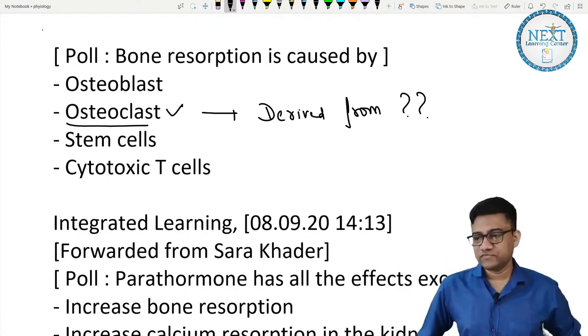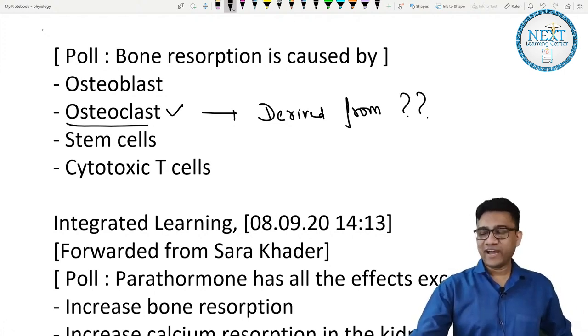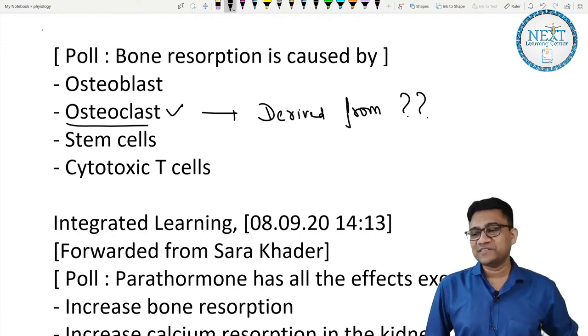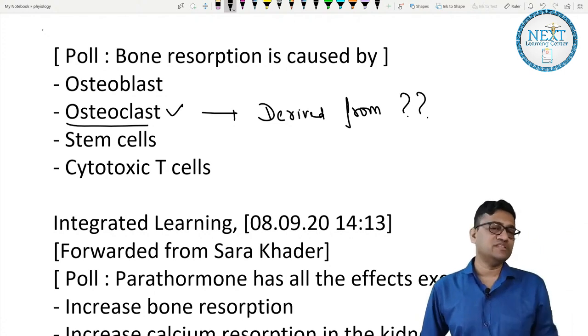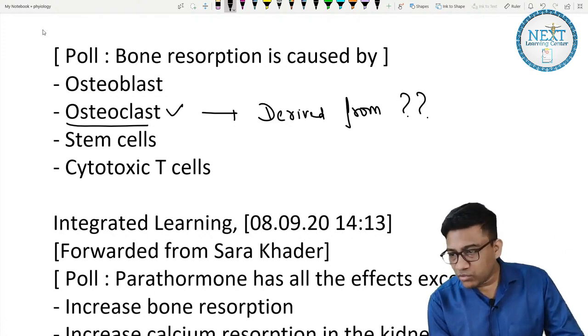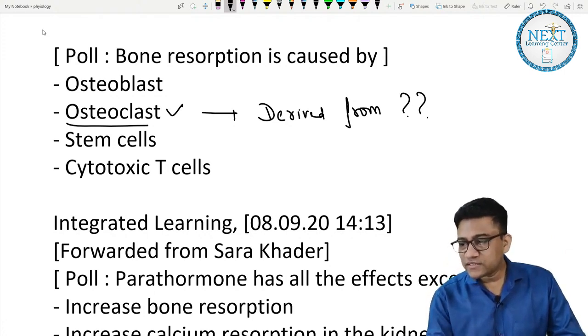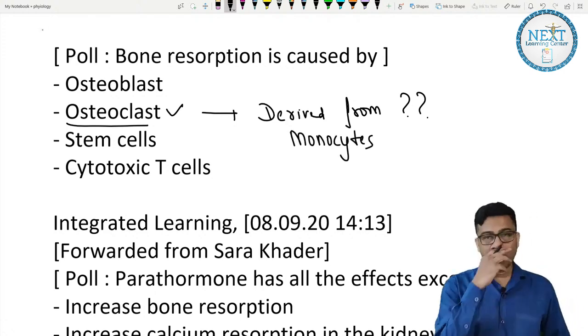Macrophage, very good. Monocyte, very good. It's a bit of a tricky question. Yes, the answer is monocytes. Monocytes, when they enter the tissue, are called macrophages. So technically both are right. Siba Sahu, who gave the answer macrophages, and Akash, both gave right answers. It is monocytes. So monocytes get transformed into osteoclasts.